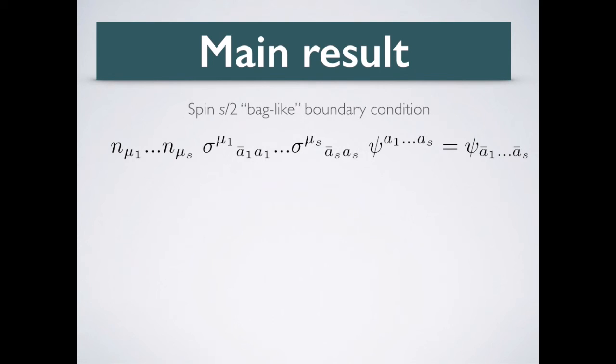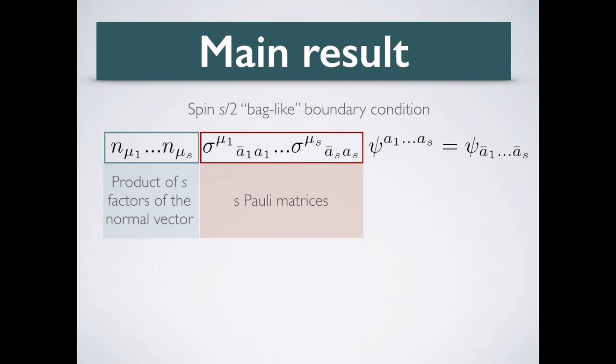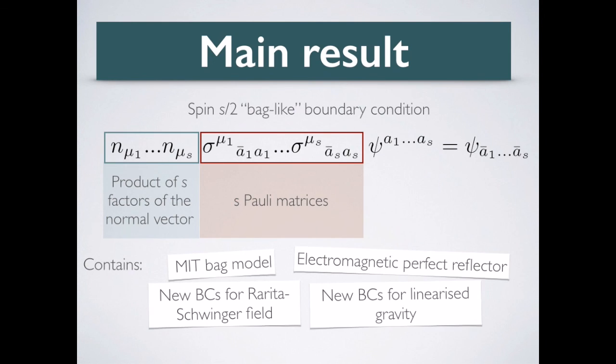any spin. For a spin S/2 field, the boundary condition contains S factors of the normal to the surface and S Pauli matrices. The expression contains the boundary conditions for the MIT bag model, the electromagnetic perfect reflector, and new boundary conditions for fields of higher spin, such as the spin 2 graviton.